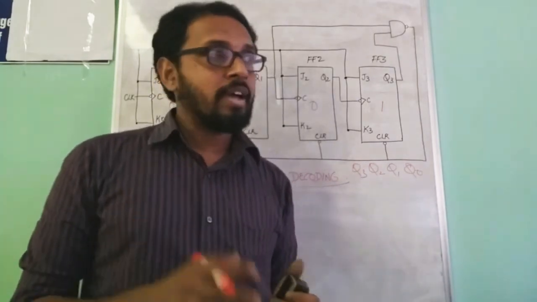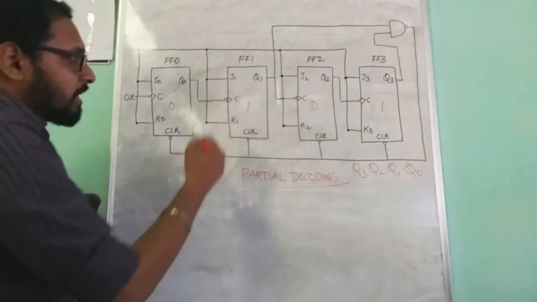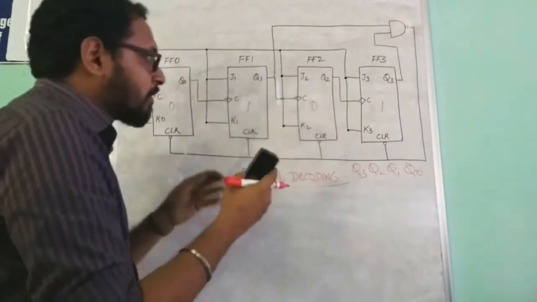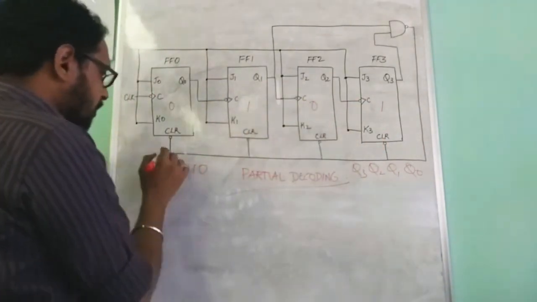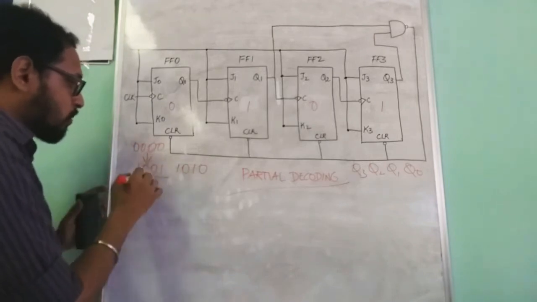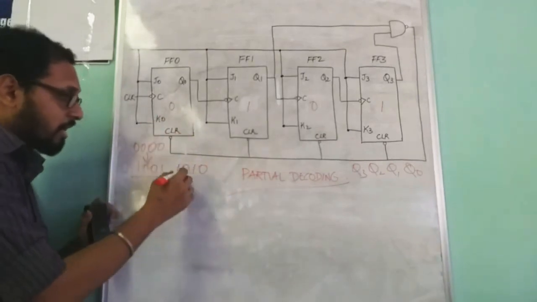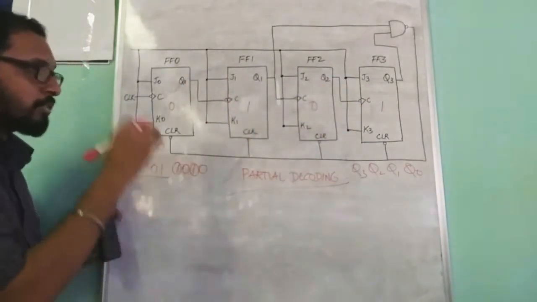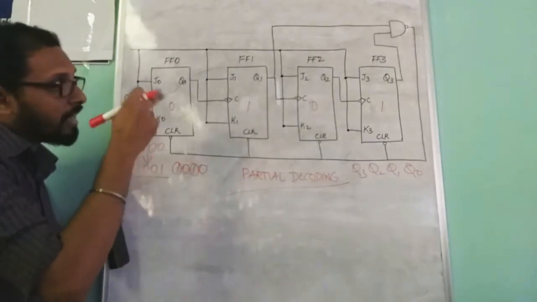So what we need to do is perform a partial decoding. Partial decoding means that 1010 is the only number that has one values in both the Q3 and Q1 positions. The other numbers, from 0000 to 1001, do not contain one values in the Q3 and Q1 positions. No number from 0000 to 1001 contains one values in both Q3 and Q1.